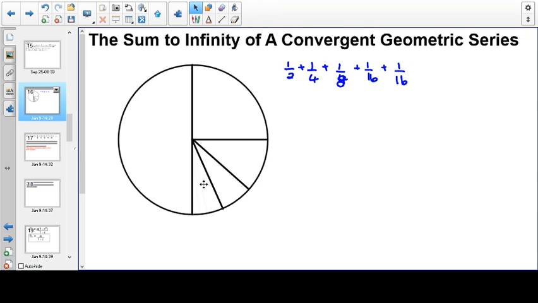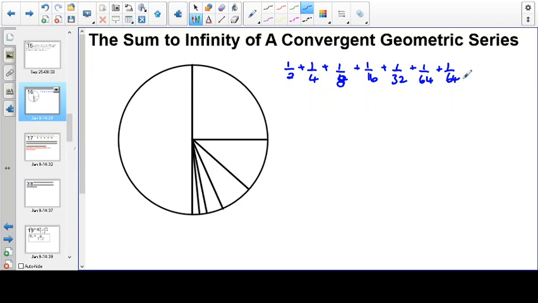I could go again. That's a half plus a quarter plus an eighth plus a 16th plus a 32nd plus a 32nd. I could go again. There it is. That's a 64th plus a 64th. But the idea is that I could just keep going on and on.